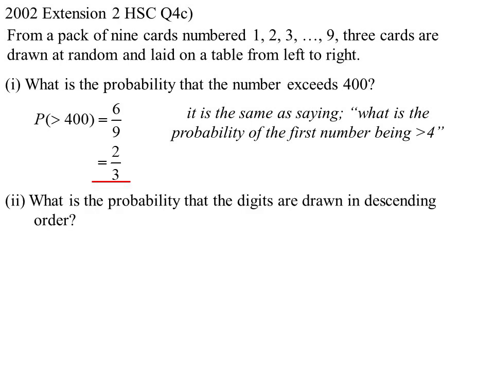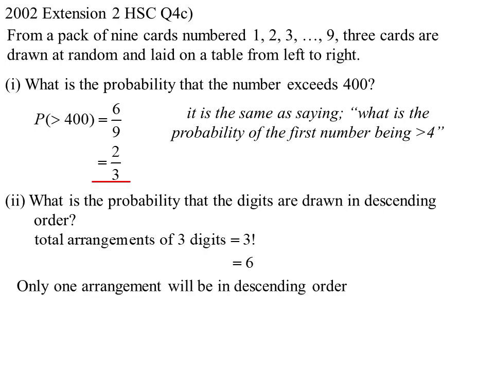What's the probability that the digits are drawn in descending order? Now, it doesn't necessarily mean they have to be consecutive, it just has to be going down in size. So you might have 9, 2, 1, for instance. They would be in descending order. Well, we know the total number of arrangements of 3 digits, whatever the 3 numbers we pull out, would be 3 factorial. So there's 6 ways those 3 digits could be placed. But only one of those arrangements would be in descending order. Therefore, the probability is 1 in 6.